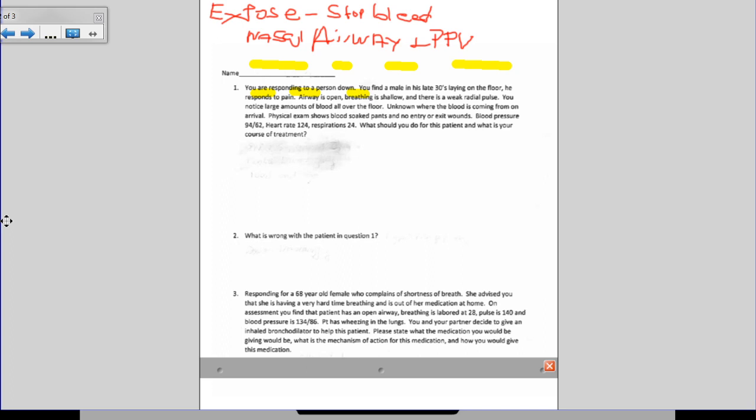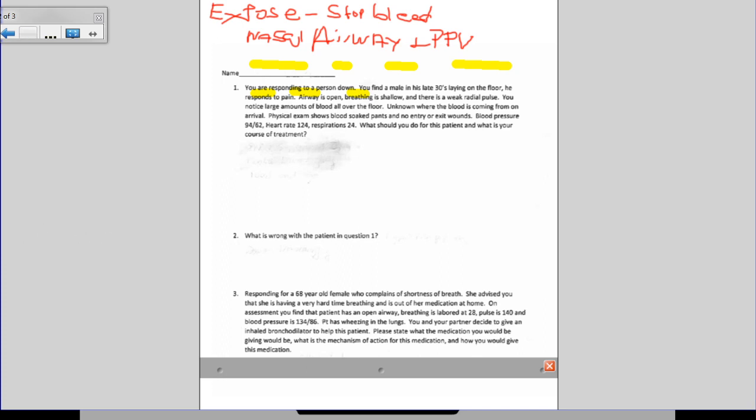Responding for a 68-year-old female who complains of shortness of breath. She advises you that she is having a very hard time breathing and is out of her medications at home. On assessment, you find the patient has an open airway, breathing's labored, 28 breaths per minute, pulse is 140, and blood pressure is 134/86. Patient's wheezing in the lungs, and your partner decided to give an inhaled bronchodilator to help this patient. Please state what medication you would be giving. What's the mechanism of action for this medication, and how would you give this medication?